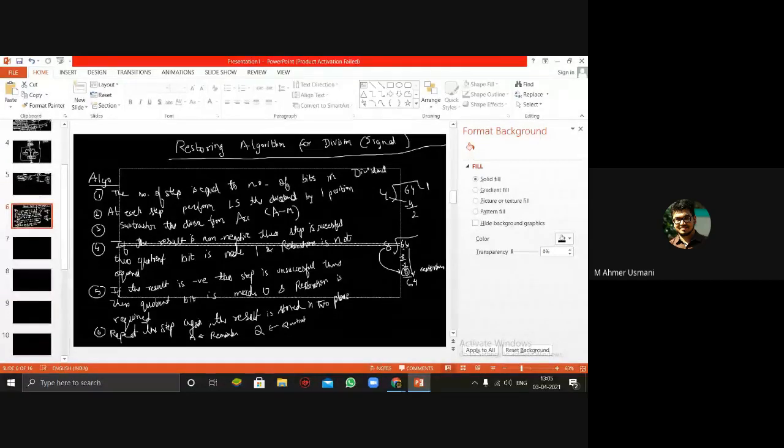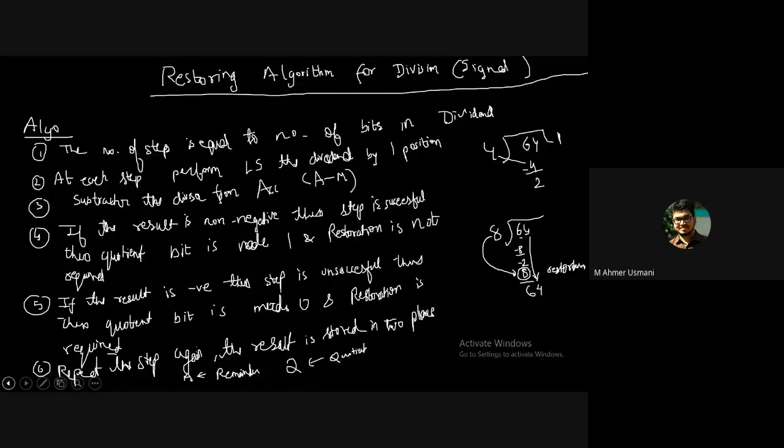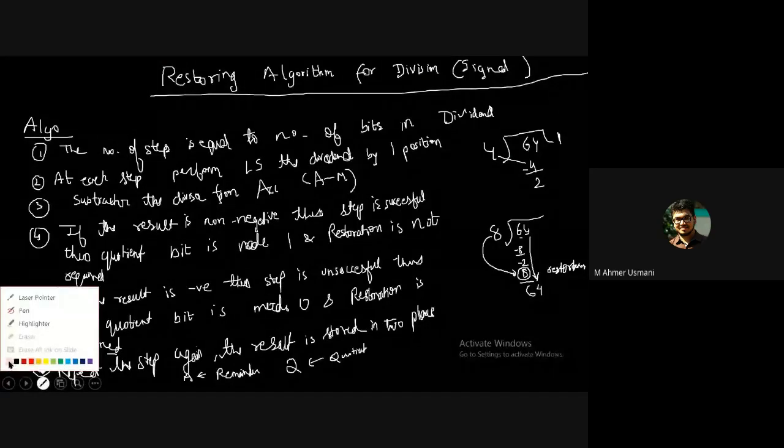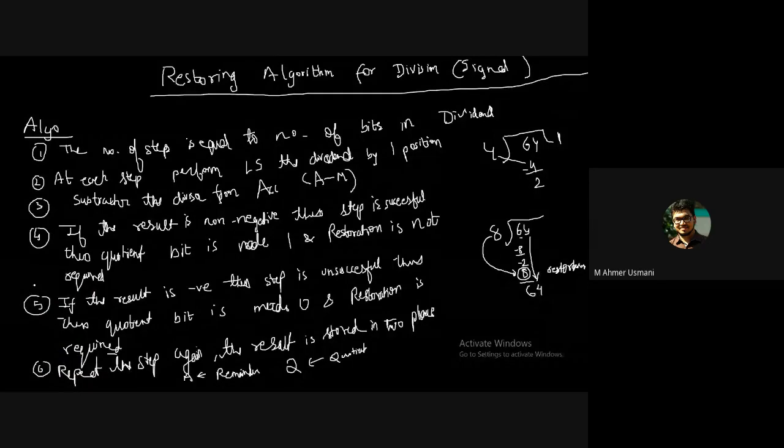Okay. So this was the algorithm. The division can be done in two different ways. One is something called a restoring division, and another is something called a non-restoring division. So the first algorithm that we have seen, I'll just change the color.